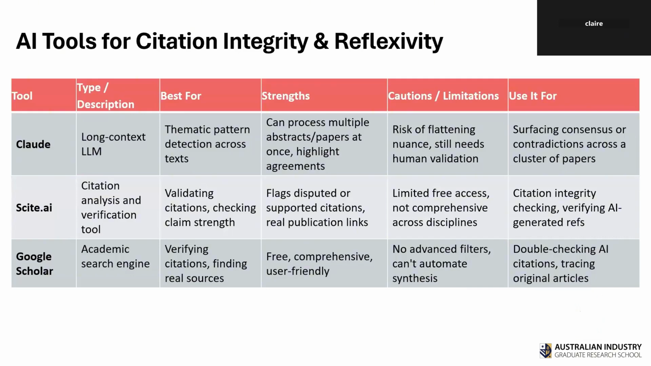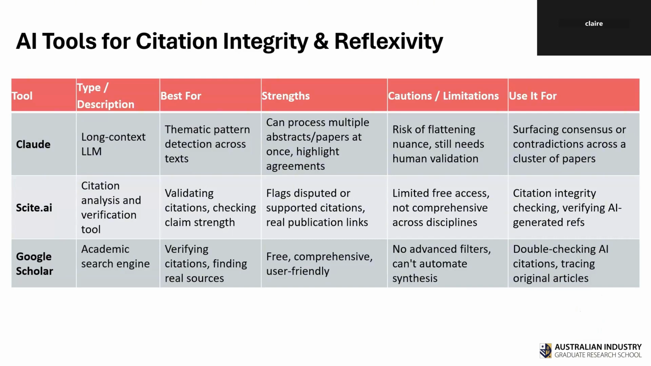So what kind of tools can we use for this? Again, if we're thinking about Claude, it can be great for thematic patterns. It can process multiple abstracts and papers at once, highlighting agreements. But again, we can see where we have that flattening of nuance.